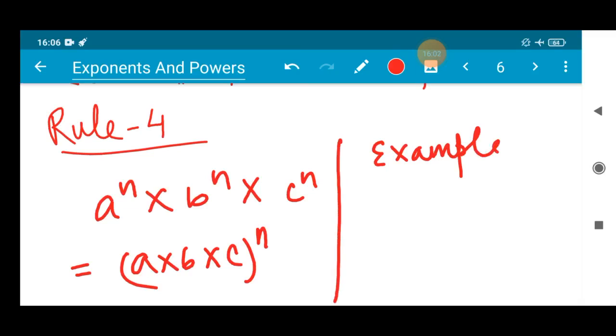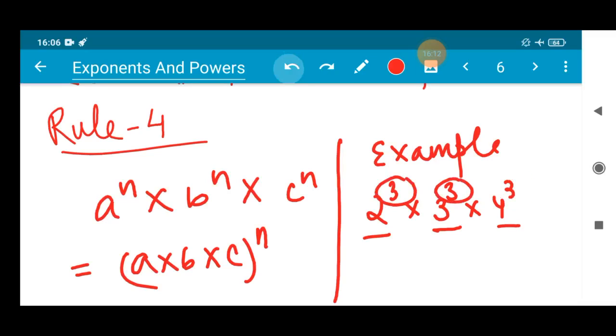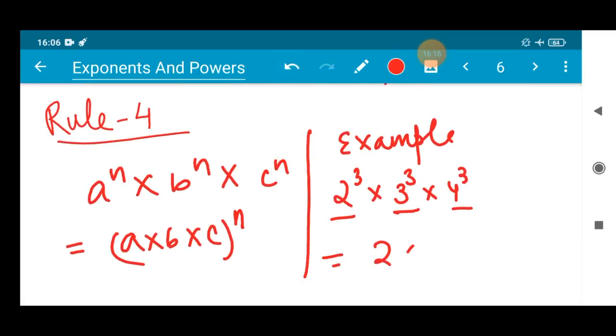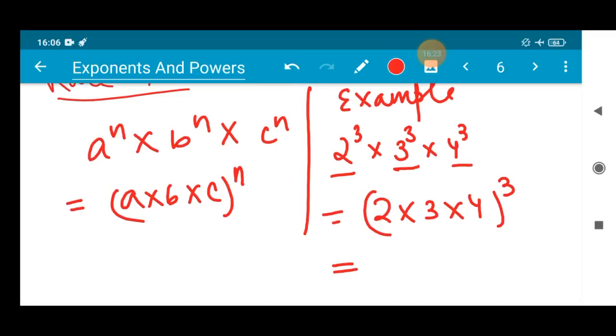For example, suppose you have 2 to the power 3, 3 to the power 3 and 4 to the power 3. Just see, you have different bases but all the exponents are the same. In such a condition, all the bases should be multiplied and only one exponent should be written on its head. That is 2 times 3 is 6, 6 times 4 is 24, to the power 3 should be written like this. It should be represented like this.